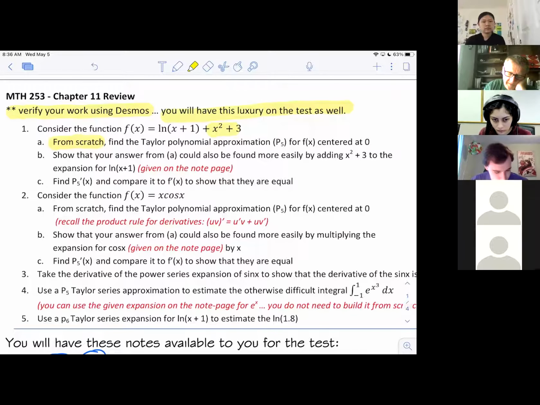What's with this C thing down here? Find the derivative and compare it to the original derivative and show they're equal. That's kind of cool. Remember, that's what this is all about. And so let's do that part of this right now. Let's just kind of play with that a little bit.